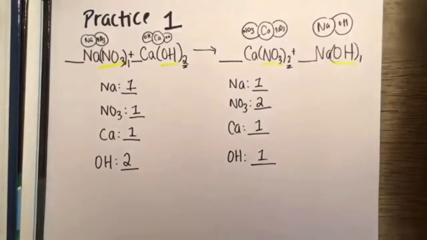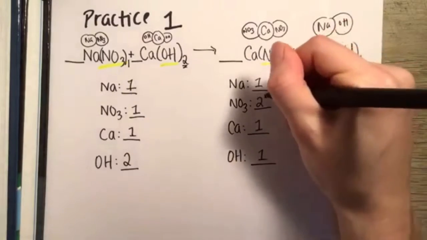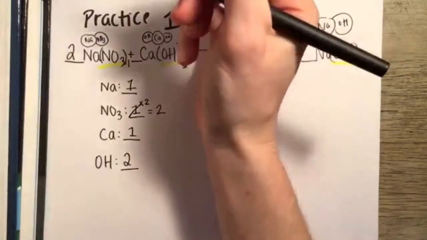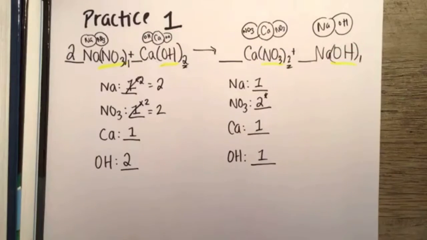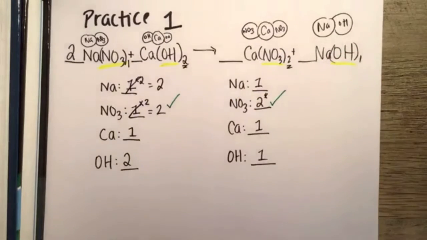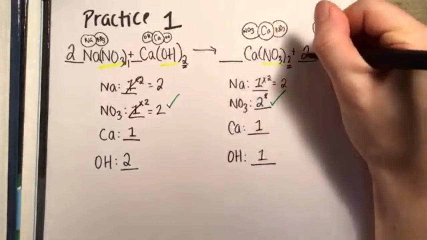Now, I want to get my nitrates balanced. So on the reactant side, I'm going to multiply 1 by 2, putting a 2 in front of NaNO3. So I'm going to have 2 sodiums, 2 nitrates. Now I've balanced nitrate. I still need to balance sodium on the product side. So 1 times 2 is 2. So I'm putting a 2 in front of NaOH. That's also multiplying OH times 2.